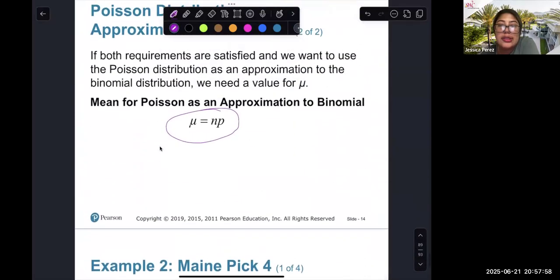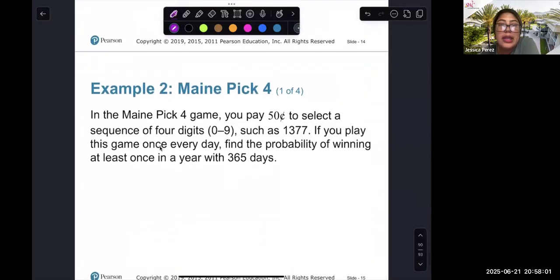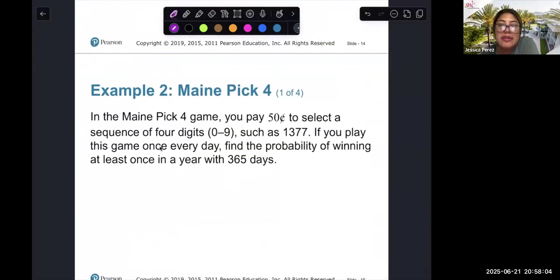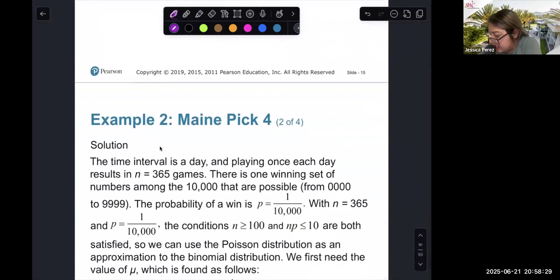So let's look at an example. Maine Pick 4. In the Maine Pick 4 game, you pay 50 cents to select a sequence of 4 digits from 0 to 9, such as 1377. If you play this game once every day, find the probability of winning at least once in a year with 365 days. So first of all, we have to find n. We know n, and this is, of course, a Poisson because we're looking at an interval, a day.